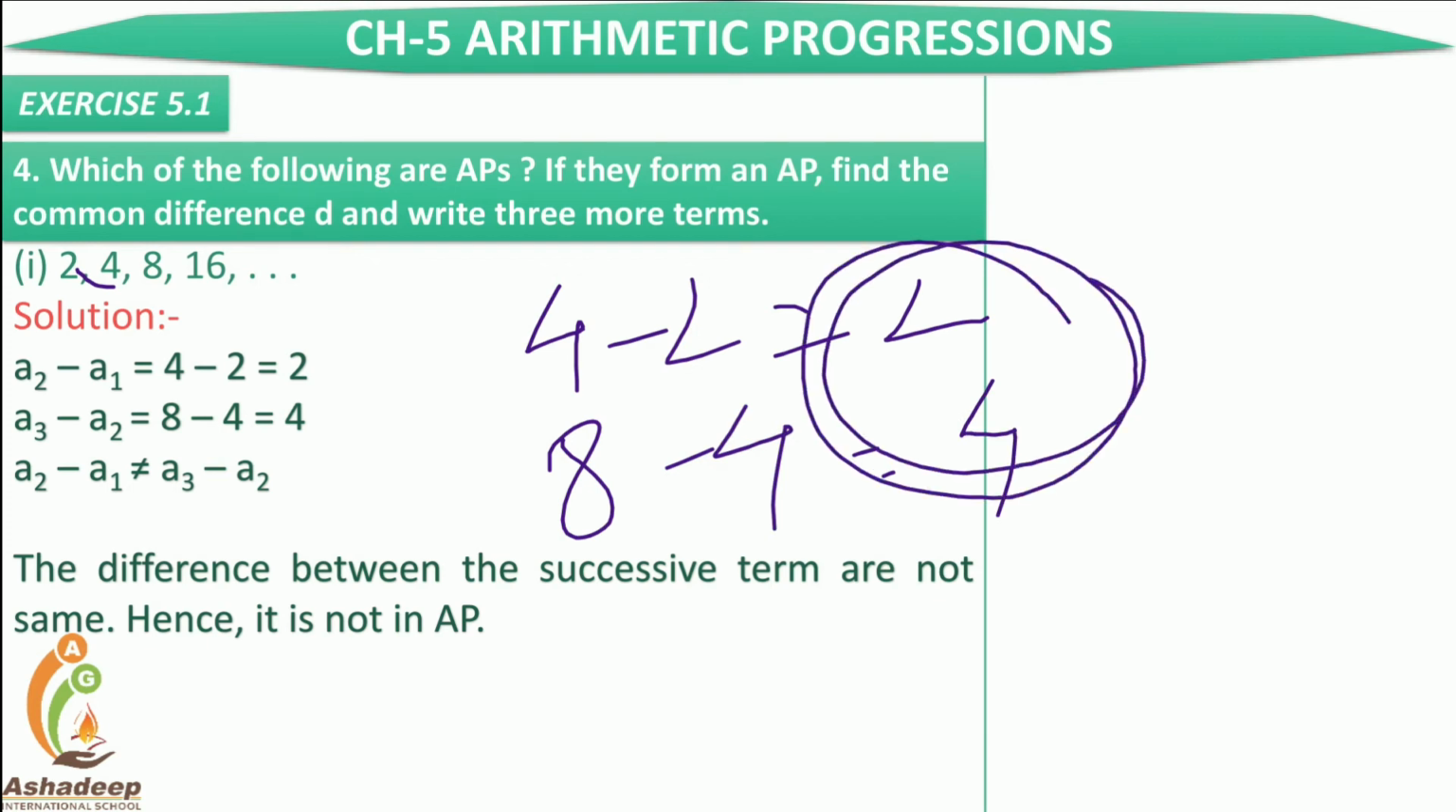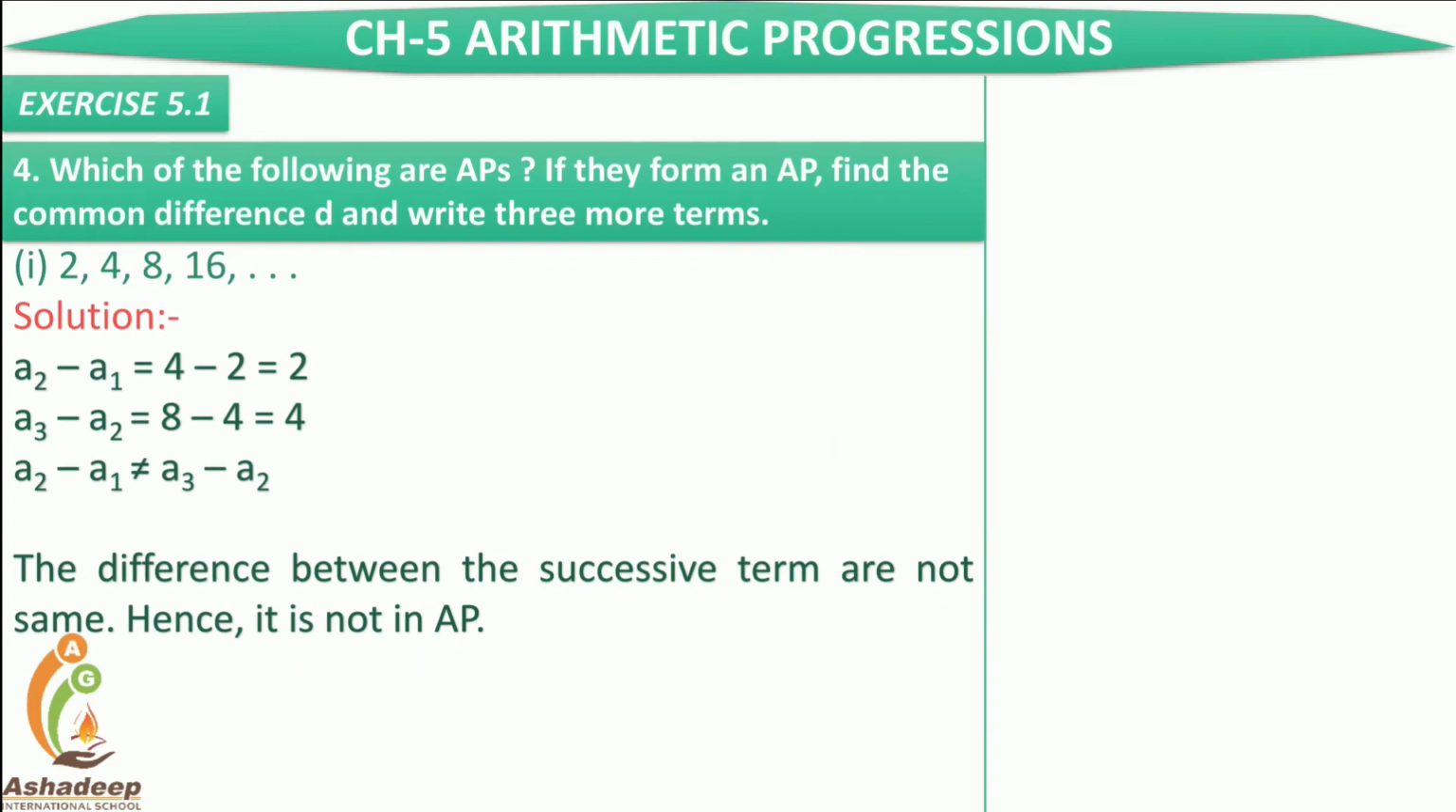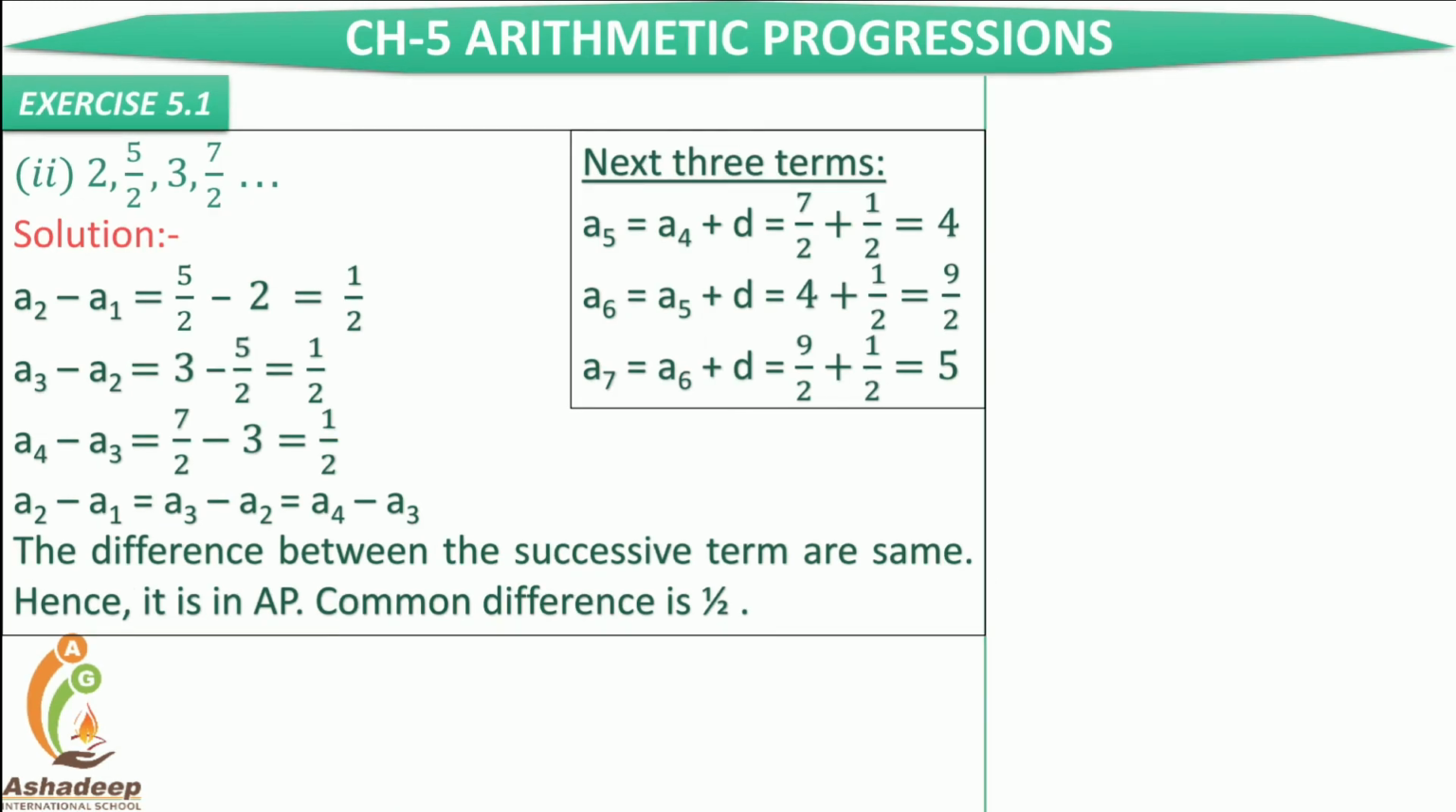Can we see here the single term? See here, this is 2 and this is 4. These are not equal. So we can say the difference between the successive terms is not the same, hence it is not in the AP. It is not an AP. Right? Now question number 2.